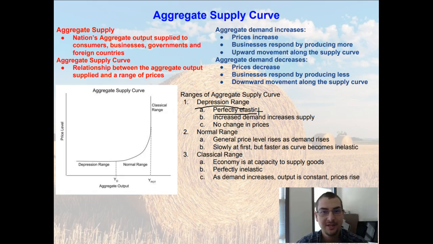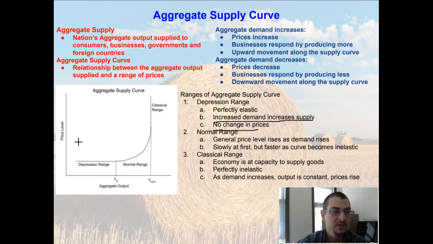And what perfectly elastic means is that on this graph, it's going to look like a straight horizontal line. And what that essentially means is that output can change, but prices will not change. The price level is going to stay the same, but we have a series of alternate outputs at the same price level. That horizontal line is perfectly flat. That is known as perfectly elastic. And what that essentially means is that you can have an increase in demand will increase supply with no changes in price.